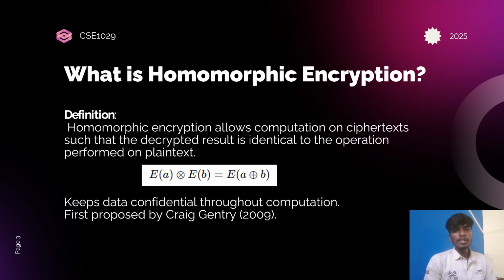For example, imagine you lock your numbers in a special box and give the box to someone, that is, you are sending the encrypted message. They can add or multiply the boxes as instructed, but they can't open them. So when they return the final locked box, you unlock it to get the correct result. So whatever modification, the addition or multiplication, happens in between on the encrypted message, when you decrypt that modified result, you will get the correct plain text.